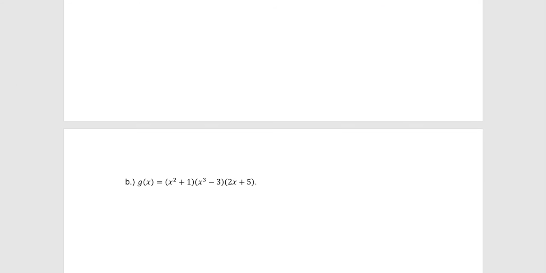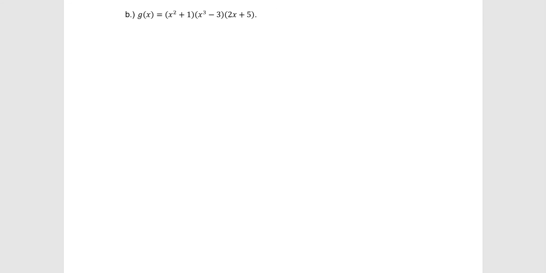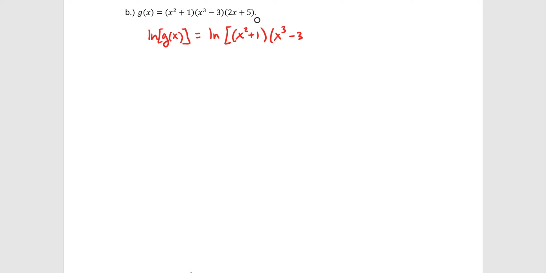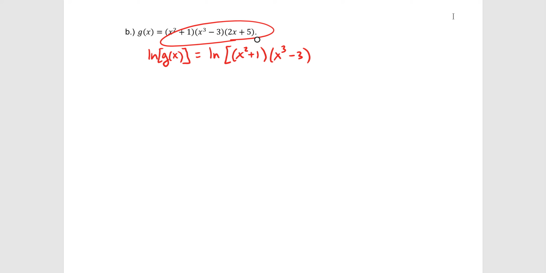Okay, so let's do one more example here. Get that on the next page. And this is going to be g of x equals x squared plus 1 times x cubed minus 3 times 2x plus 5. And let's go ahead and start the same way we just did. We take the ln of both sides, so the ln of g of x equals the ln of this whole entire right side. And once again, we're doing this because we have all of these things being multiplied and it's pretty messy.